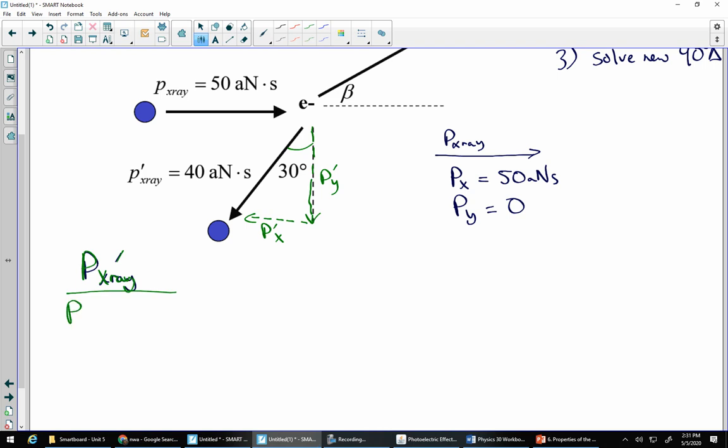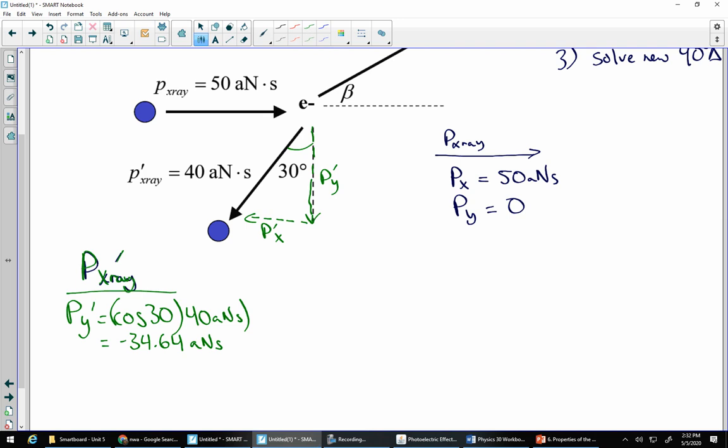So momentum in the Y component after is going to be equal to the cosine of 30 degrees, or the cosine of theta, times 40 atto-Newton seconds. Go ahead and plug that one in. I think that's going to work out to be negative 34.64. And of course, atto-Newton seconds. Atto is just tiny. I believe it's 10 to the negative 15, by the way.